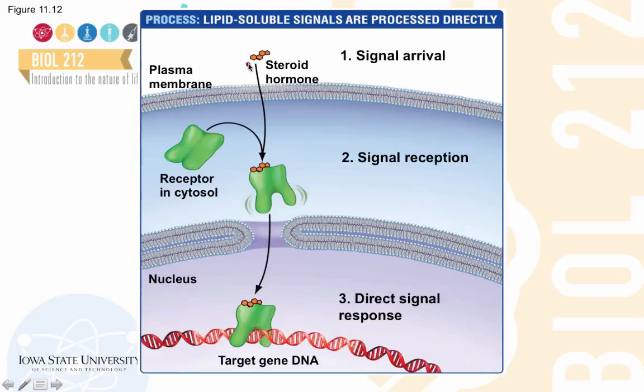So when a lipid-soluble signal, such as a steroid hormone, travels inside a target cell, it binds to its receptor in the cytoplasm, resulting in the formation of a hormone receptor complex that then travels into the nucleus and alters gene expression. Activation of target genes results in the formation of protein products that bring about a response to the signal.